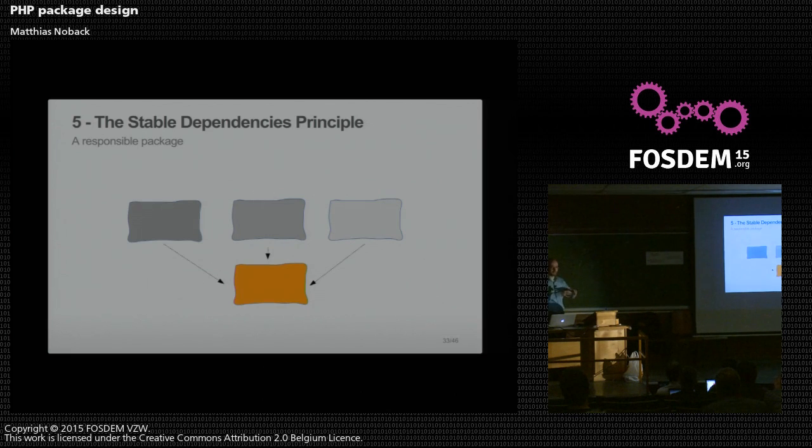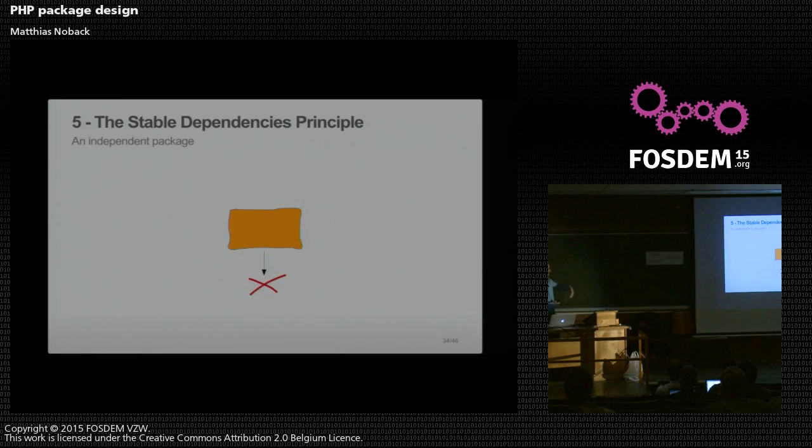So we could call this one a responsible package. It shouldn't change all the time, because then lots of other packages would have to change too. And this is the problem, of course, with the PHP language, but also framework packages. It's hard for them to make changes, because everybody will be angry about the changes they have to make as well. So in that way, these packages tend to be very stable and not make any big changes at all, because they feel responsible, and they are.